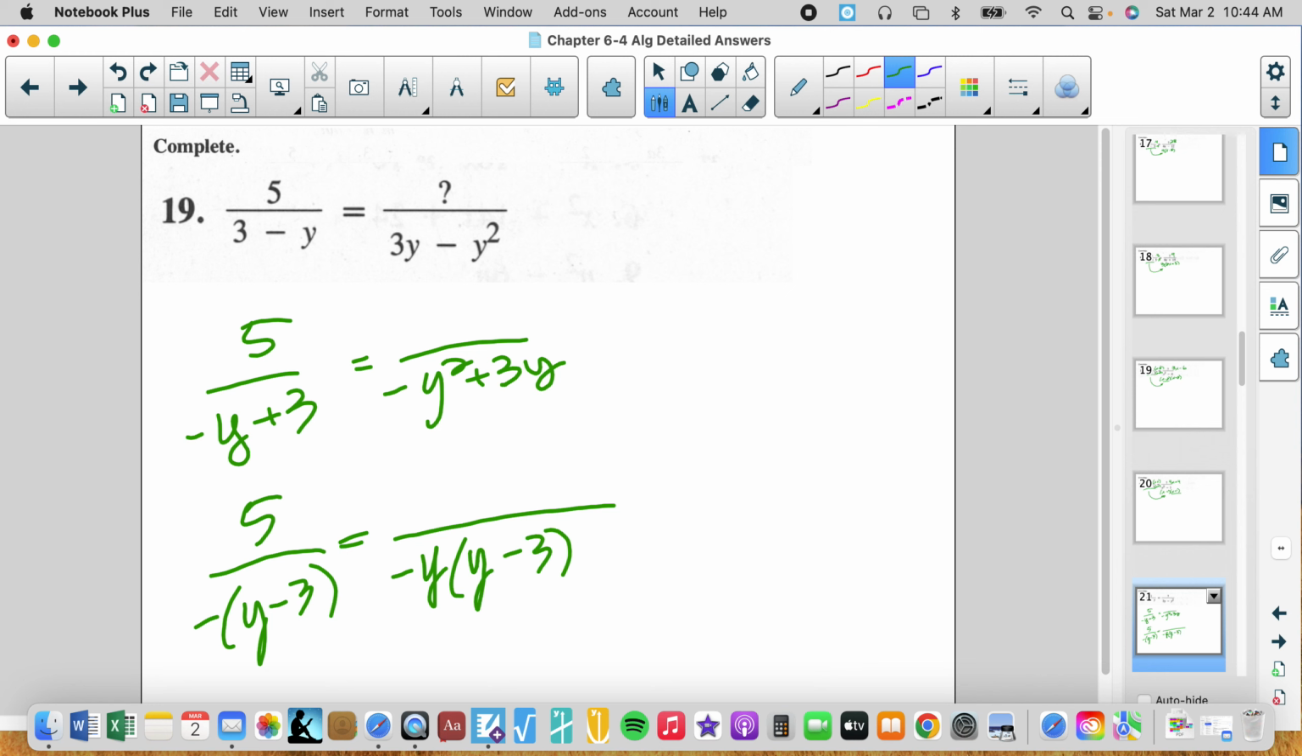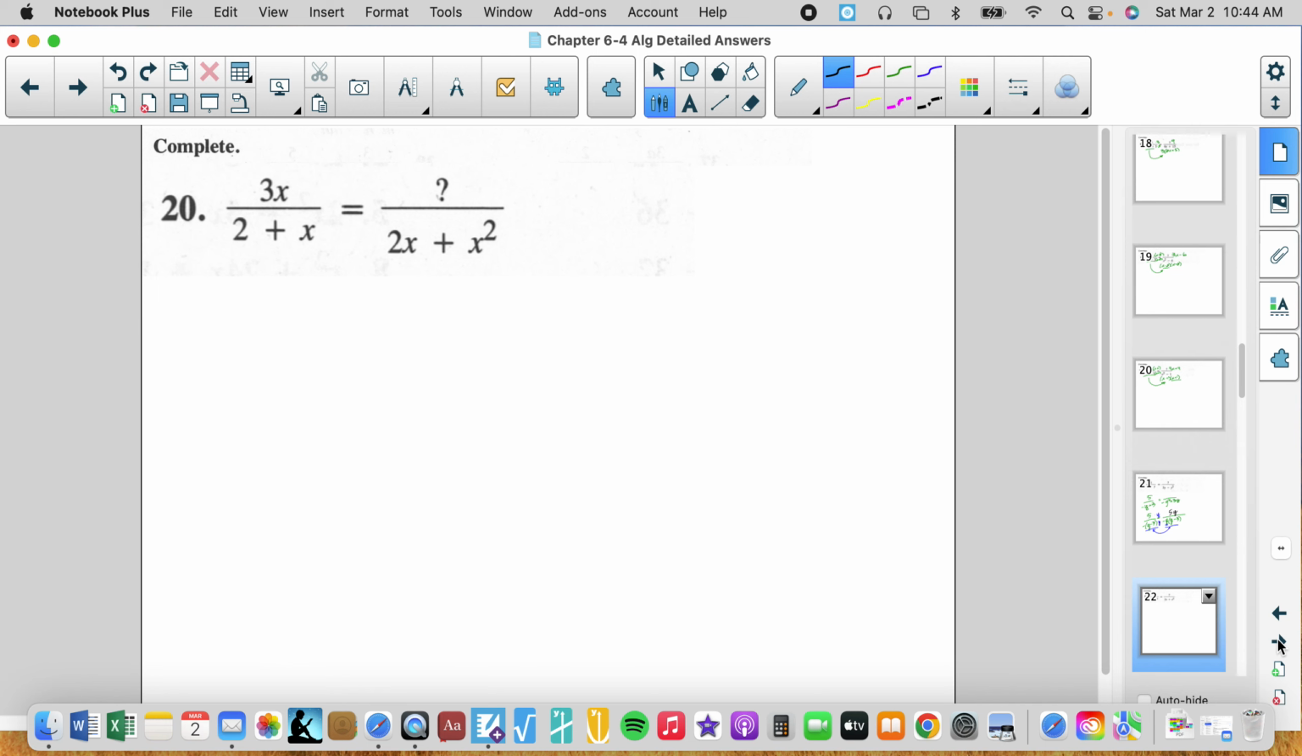And now I can see much better what does this have that this is missing? Well, it's just missing the y. So if I multiply this by y, I get that right term. So I'm going to multiply that by y, and my answer is 5y. You can't do that without factoring, looking, making sure.